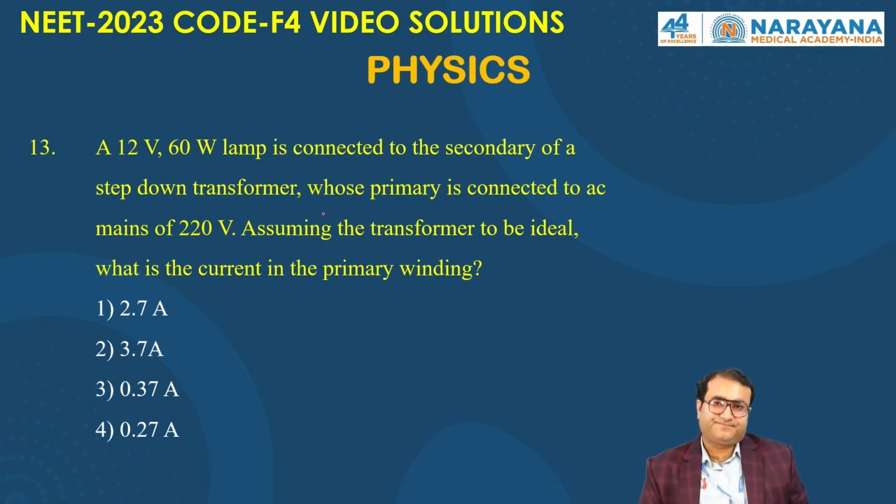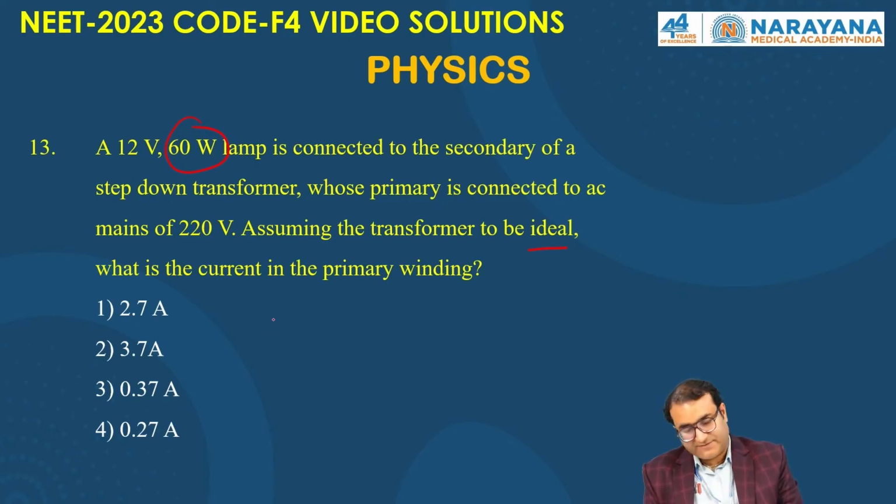Question number 13. A 12 volt 60 watt lamp is connected to the secondary of a step down transformer, whose primary is connected to an AC mains of 220 volt. Assuming the transformer to be ideal, input power should be equal to output power. Efficiency is output power by input power, and efficiency is 100%. Simply, output power is 60 watt and input is also 60.